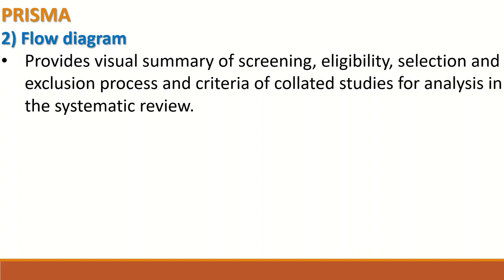The second part of PRISMA is a flow diagram. The flow diagram has four phases, or four sections. Those sections provide a summary of the screening, eligibility, selection, and exclusion process, and the criteria of collated studies for the analysis in the systematic review and meta-analysis. The diagram has four phases: the identification phase, the screening phase, the eligibility phase, and the included studies in the systematic review. That is the fourth phase.